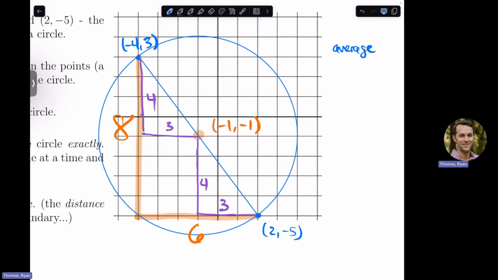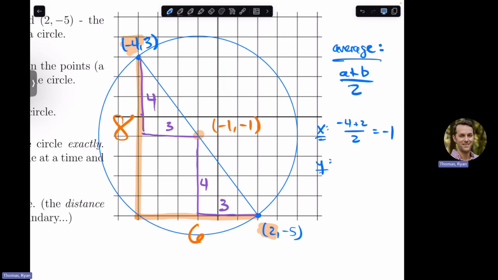How do you average 2 things? You add them together, you divide by 2. All right, let's try that with these 2 x coordinates. -4 plus 2 divided by 2. What's -4 plus 2? -2 divided by 2. Oh, hey.